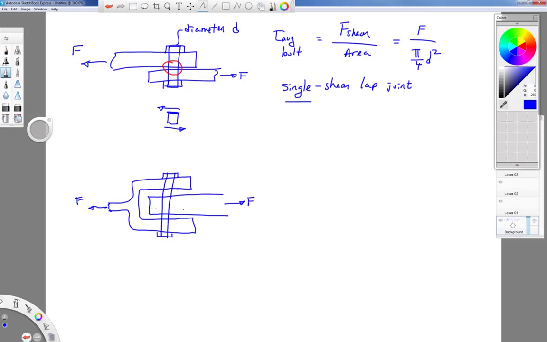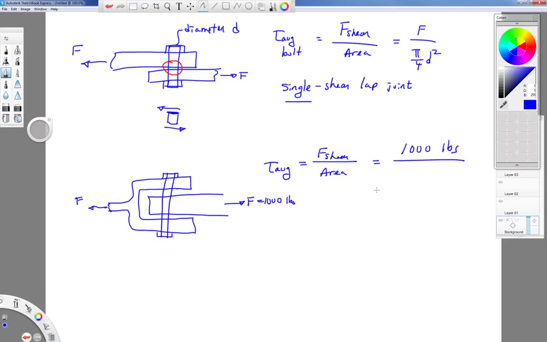Now for the thing to be in equilibrium, we'd have a net force F this way and a net force over here going to the right being the same. And we want to find out what the average shearing stress is in the bolt in this situation. Just like we had before, the average shearing stress is going to be the shear force divided by the area in shear. If this force was 1,000 pounds, then we'd have 1,000 pounds divided by the area in shear.